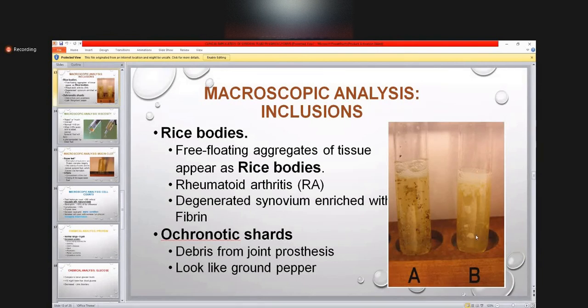Then come on the ochronotic shards. Ochronotic shards have a ground pepper-like appearance, and they come when the patient has a prosthesis or artificial joint, you can say. So debris comes from the artificial joint or prosthesis, so it appears like a ground pepper appearance.